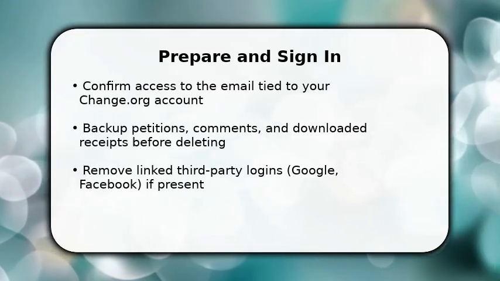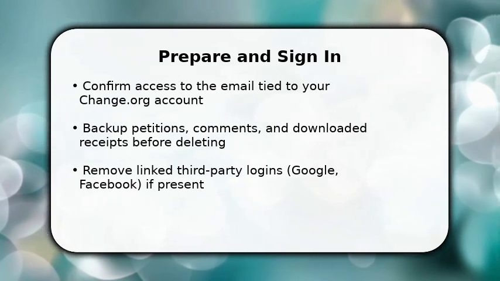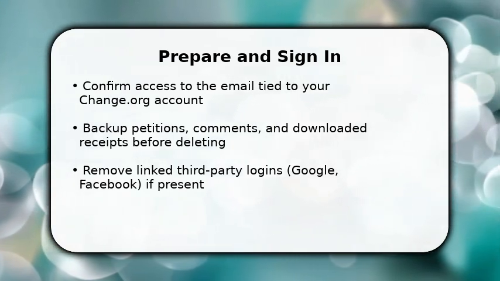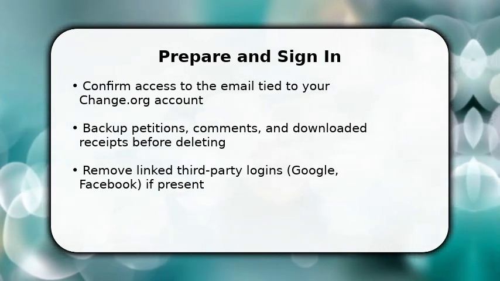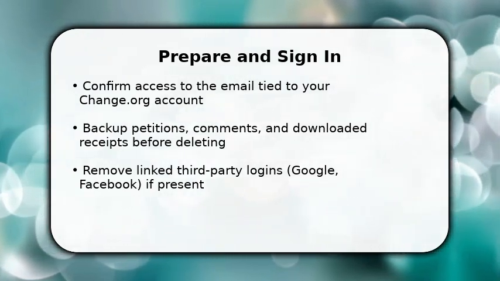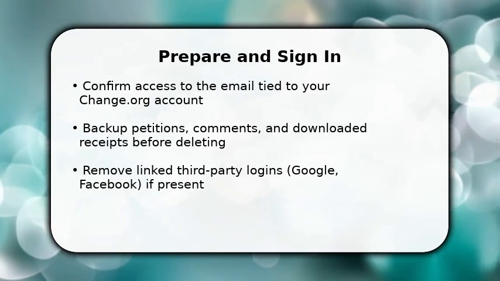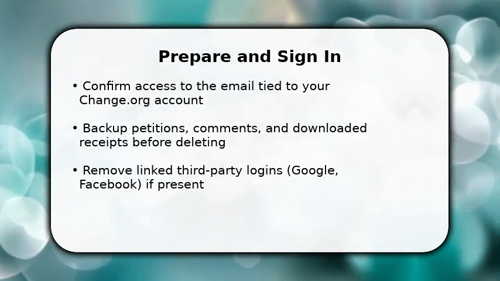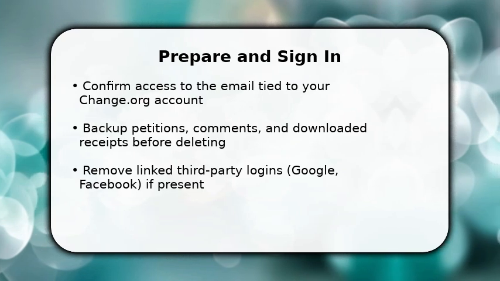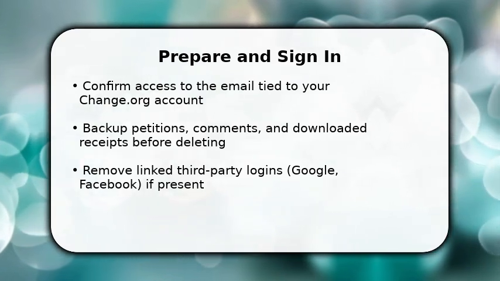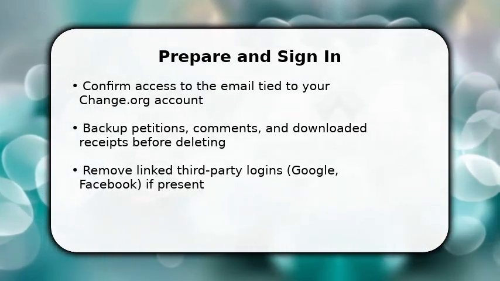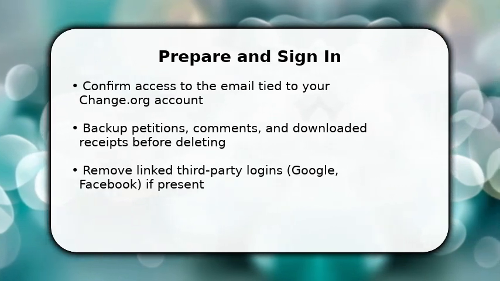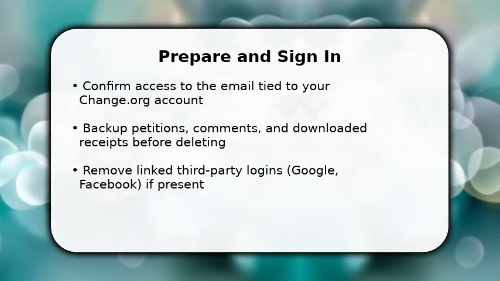You start by signing into Change.org with the account you want removed. Once signed in, check the account email and download any petition data or receipts you need. Deletion is permanent. Make sure to unlink Google or Facebook logins first so you retain access to other services. If you can't sign in, use the password reset immediately. Otherwise, you cannot proceed. Now go to your profile menu and open Account Settings to begin the deletion process.